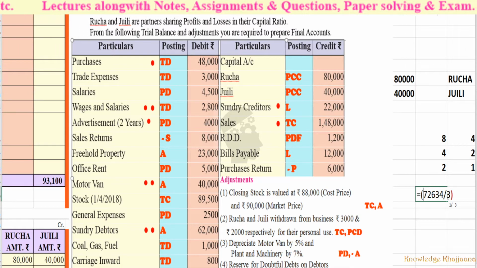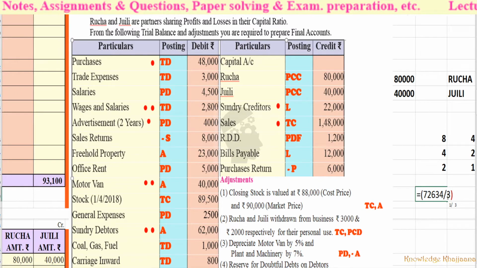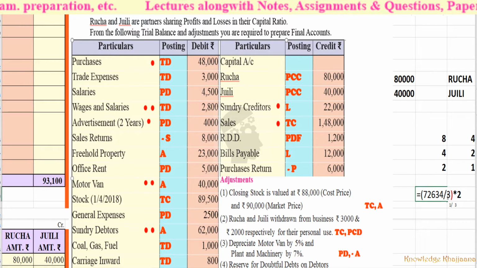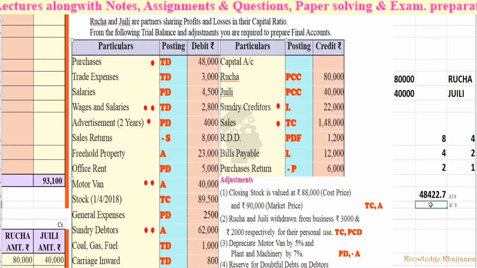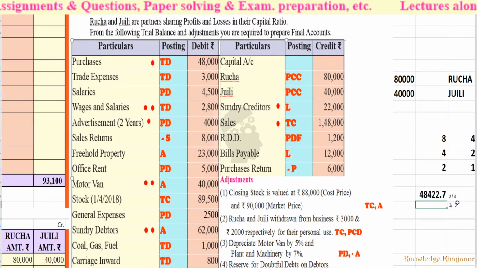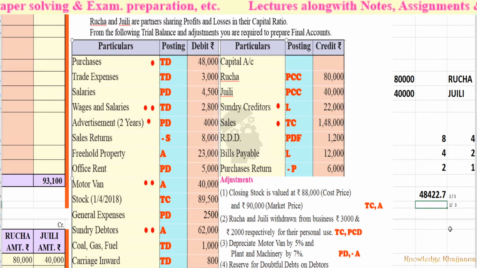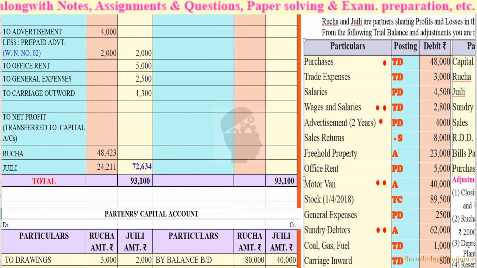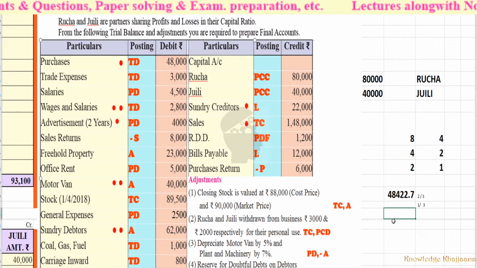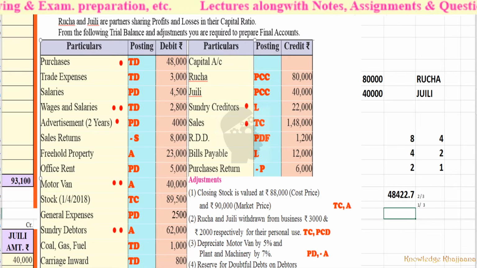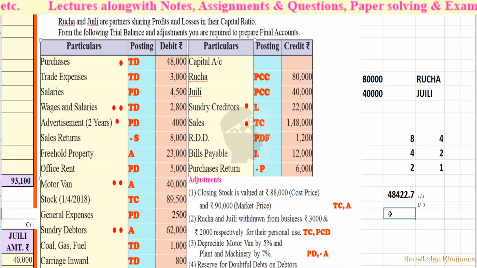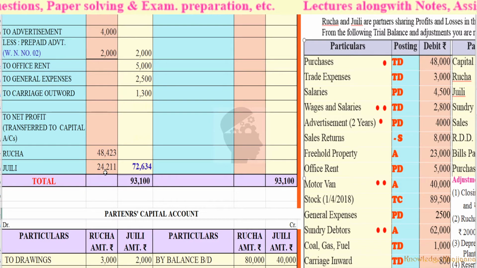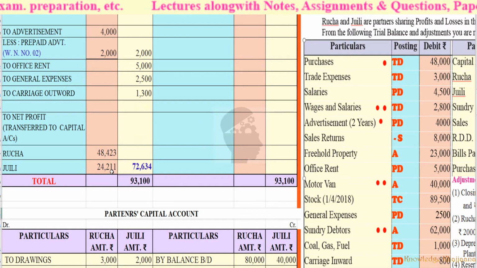Then we'll come to 1 part and we will multiply it by 2 to get 2 parts. So we'll give 48,422 rupees to Rucha. Okay, so simple. So let's distribute 48,400, instead of giving 70 paisa, we'll give 48,423 rupees to Rucha and 24,211 rupees to Julie.